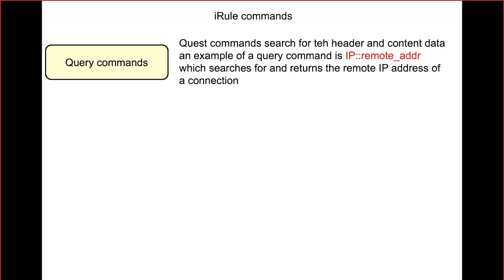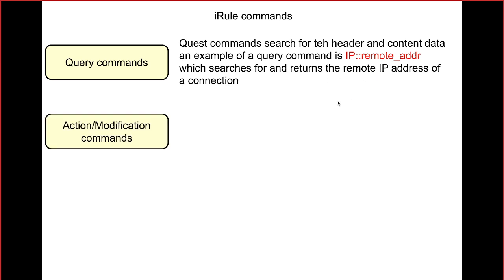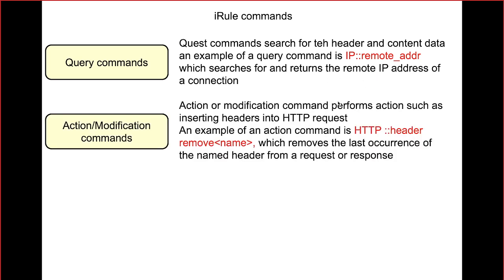So query commands, I can query for this, right? Query commands search for the header and content data. An example of a query command is IP::remote_addr, which searches for and returns the remote IP address of a connection. So we can search for that IP address. I will show you an example while I'm doing the configuration, right? So I can go ahead and say on the HTTP header, I would like to remove something.